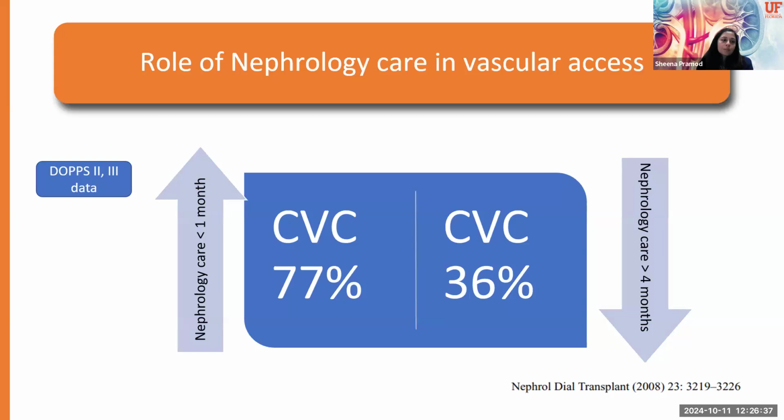We also know from the DOPPS data that nephrology care of more than 4 months resulted in CVC use only in 36%, compared to the cohort of patients who had nephrology care for less than 1 month, where there was about a 77% rate of CVC use.